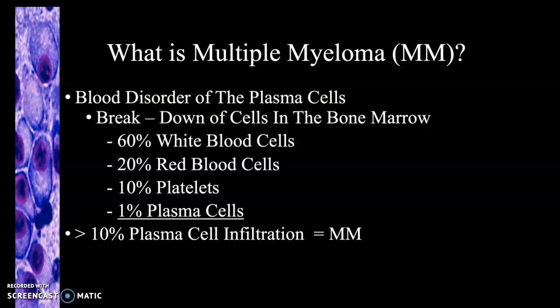When you have a greater than or equal to 10% infiltration of plasma cells in the surrounding tissue and also in the bone marrow, you can characterize that as multiple myeloma.